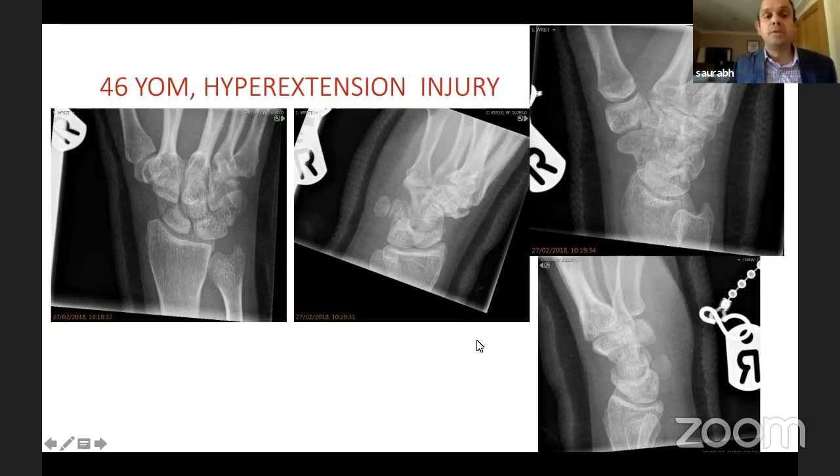So we know it's an acute injury. We know it's a waist fracture. We know there are no perilunate injuries. We know there are no signs of non-union. So the question is management. Now here, I can see the fracture line very clearly.